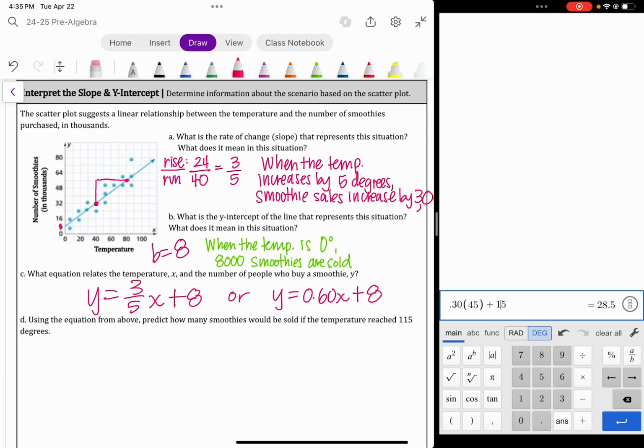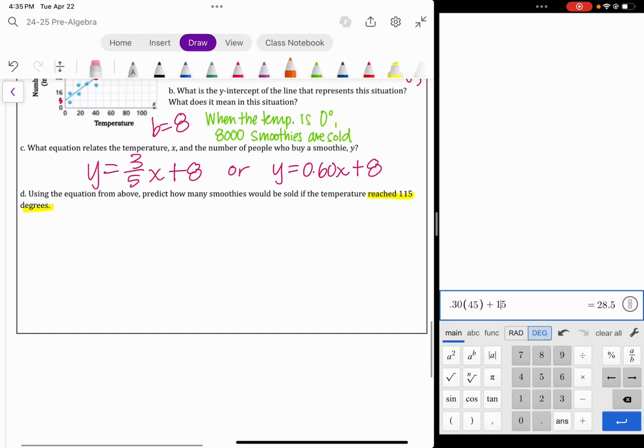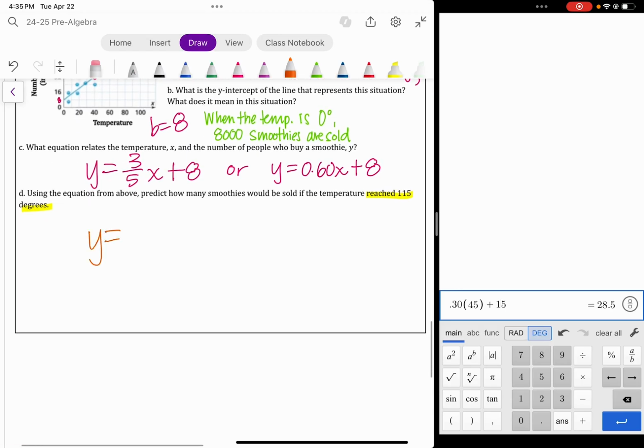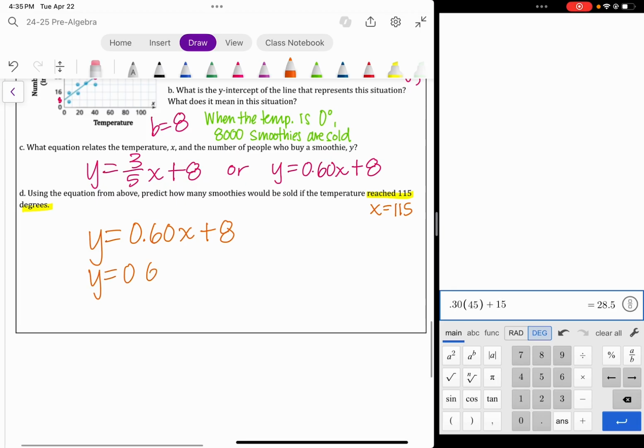And now we want to use one of those two equations to predict how many smoothies would be sold if the temperature reached 115 degrees. So we must be in Phoenix. So y equals 0.60x plus 8. And then we want to use x equals 115. It gets that hot in some places, and they probably sell a lot of smoothies.